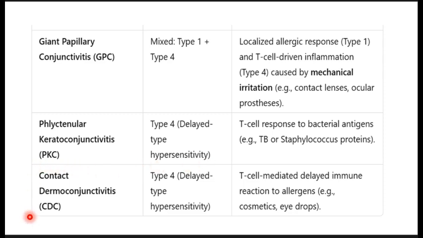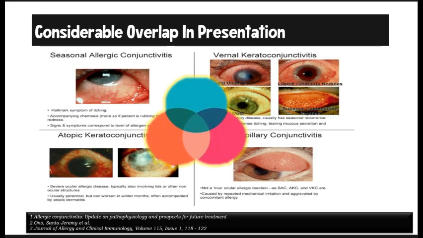Then we have contact dermoconjunctivitis. This is a T cell mediated delayed immune reaction to allergens, specifically like cosmetics or sometimes even eye drops, and therefore in a way you can also call it toxic conjunctivitis, right? Again, this one is a type 4 or delayed hypersensitivity reaction.